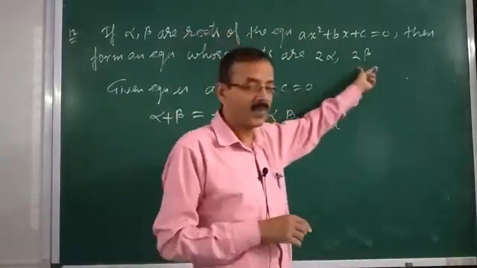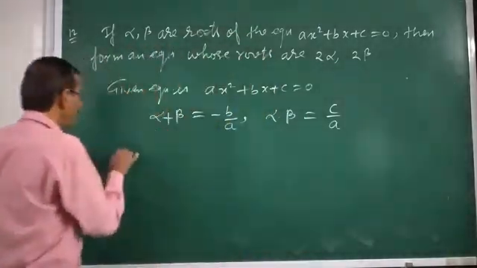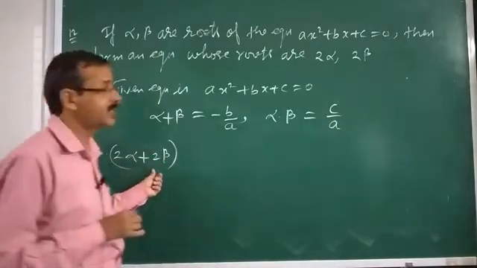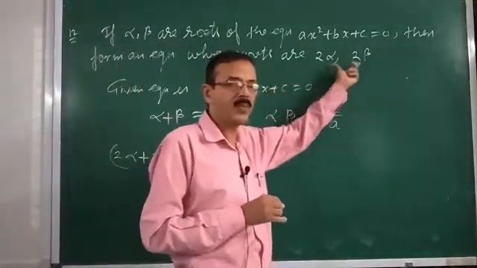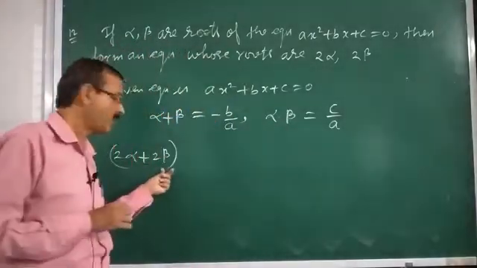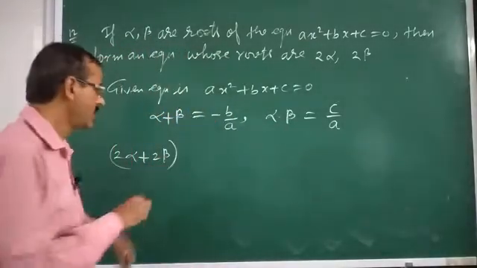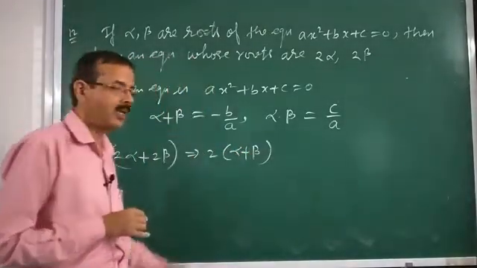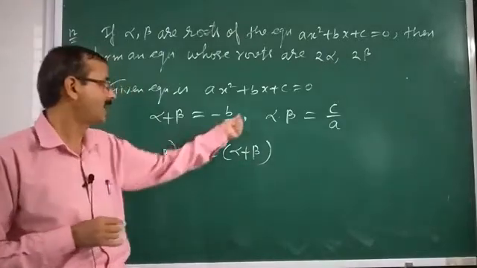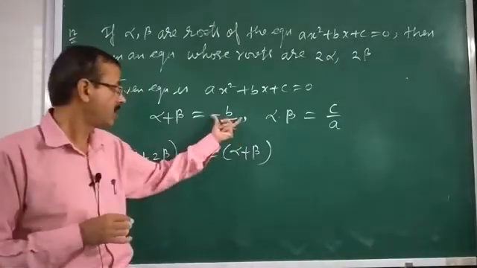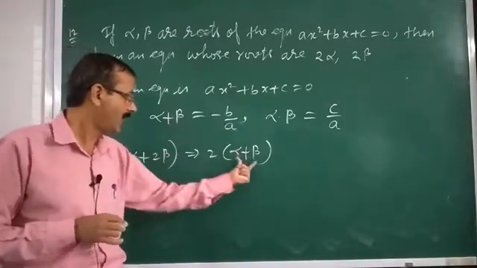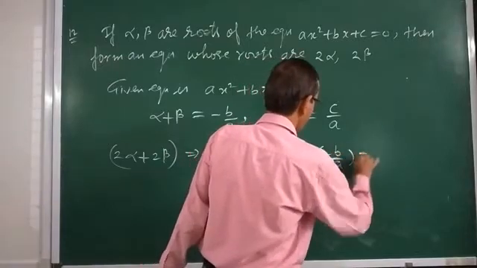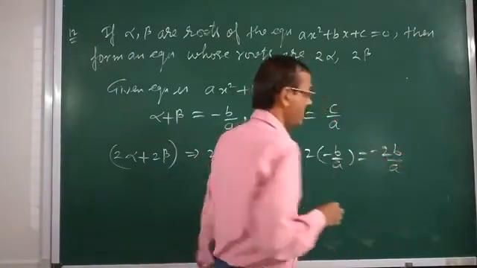तो पहले इन दोनों का हम सम निकाल लेते हैं. So what will be 2 alpha plus 2 beta? This is the sum of roots. The 2 roots given are 2 alpha and 2 beta. So first we have to find the sum of roots, that will be equal to 2 times alpha plus beta, 2 is common. Alpha plus beta value is minus b upon a, and we have to put that value here. So what will be 2 into minus b upon a, that is equal to minus 2b upon a. Correct?